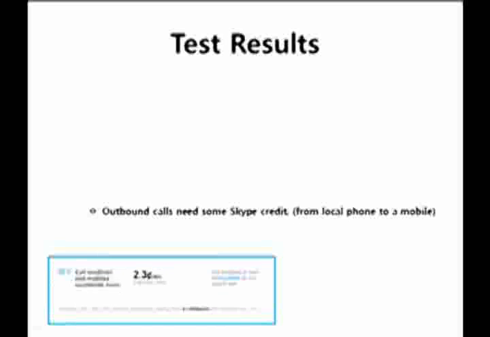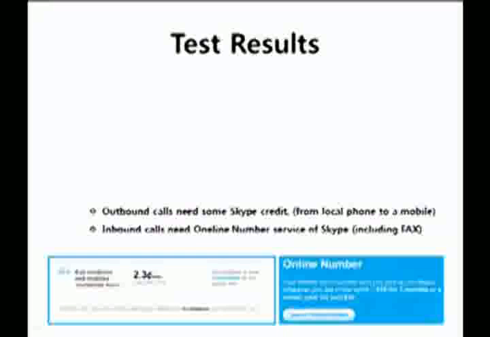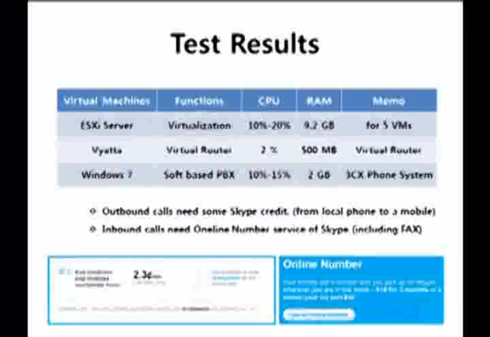Test result. Outbound calls need some Skype credit, and inbound calls need online number service of Skype. ESXi server utilized 10 to 20% of CPU and about 9 GB of RAM for 5 virtual machines. Vyatta utilized 2% of CPU, and software-based PBX utilized 10 to 15% of CPU and 2 GB memory.